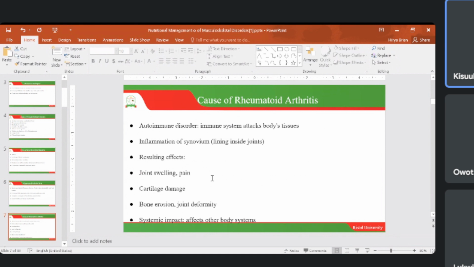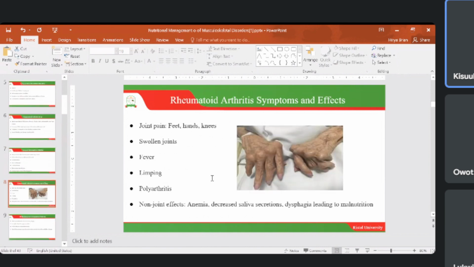Having said that, it is an immune system which is attacking its own body parts, but really we can see inflammation of the synovium, and these are the effects. Like you can see the cartilage damage, the bone erosion, the joint deformity, and systemic impact. But when we are talking of the causes of this rheumatoid arthritis, as you can see in there, those are some of the symptoms and side effects.